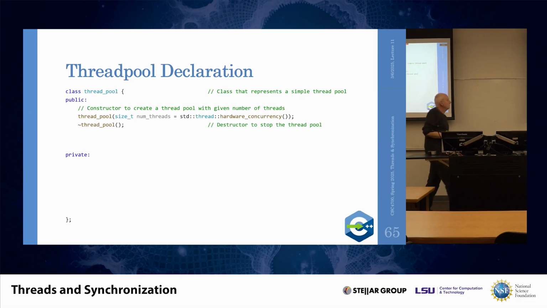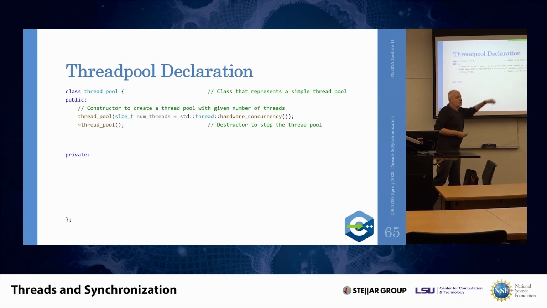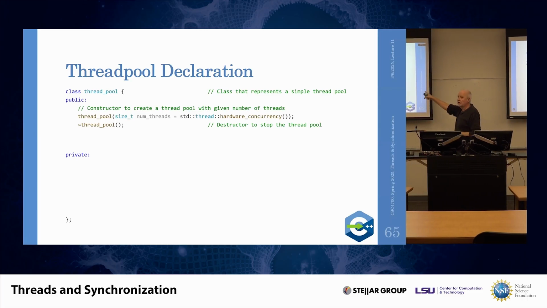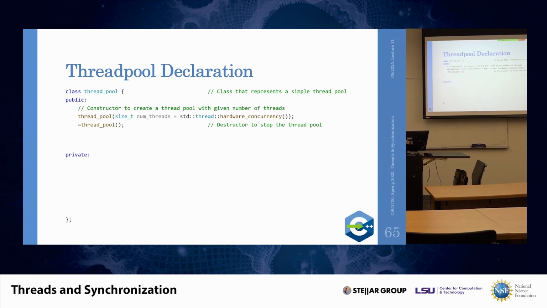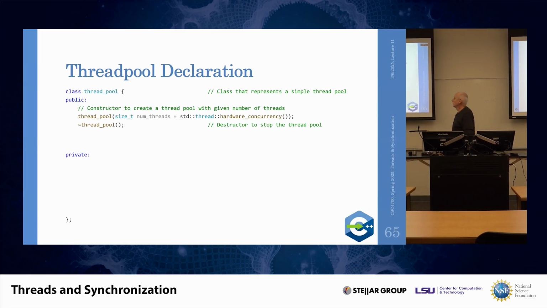And if you don't specify any arguments, it will use as many threads as there are cores available in the system. So std::thread::hardware_concurrency gives you the number of cores that the system has. So by default, if you just default construct a thread pool, it will create as many threads as you have cores. Might be what you want.